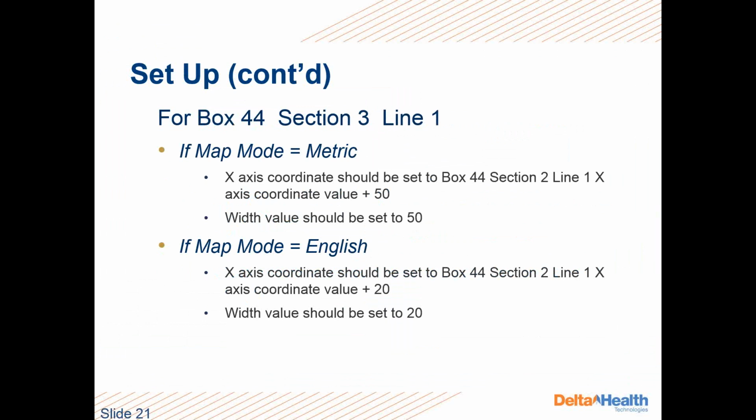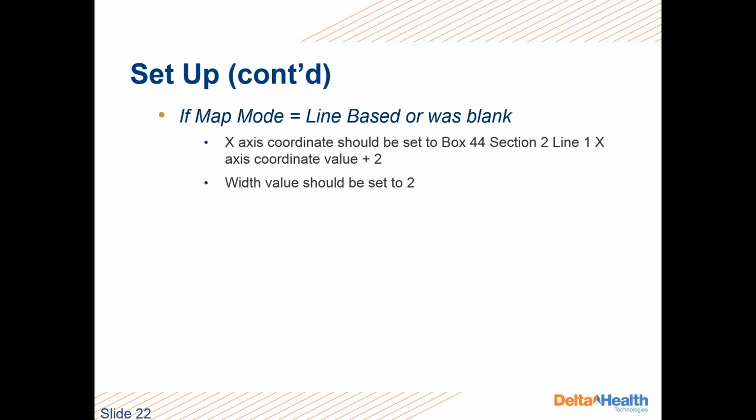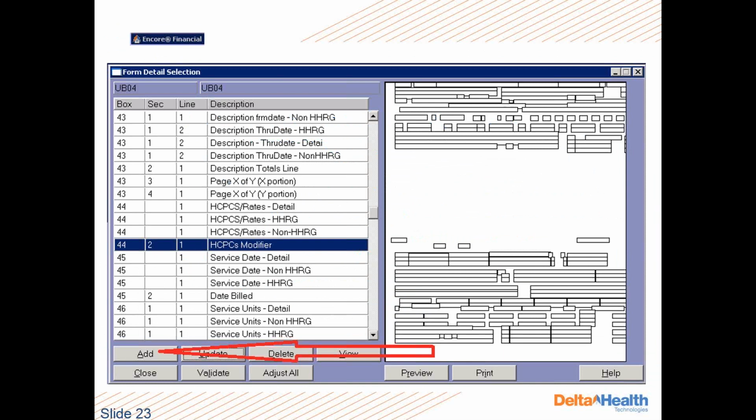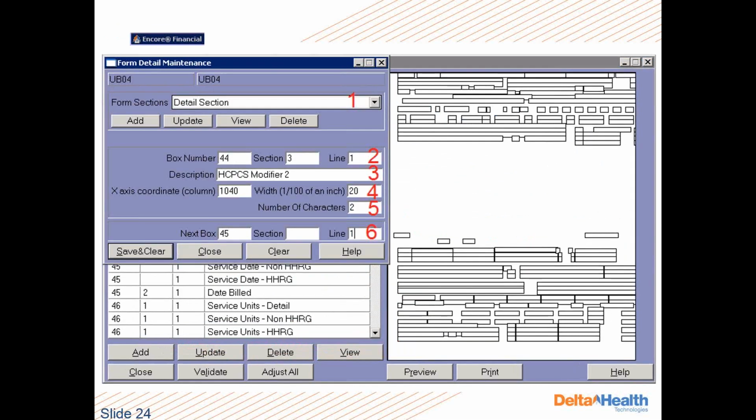Once again, a map mode is metric, English, or line-based, or it may have been blank, which is equal to line-based or the same value as a line-based map mode. So we want to click Add on the Form Detail Selection screen, as illustrated with the red arrow. This will launch a Form Detail Maintenance screen.